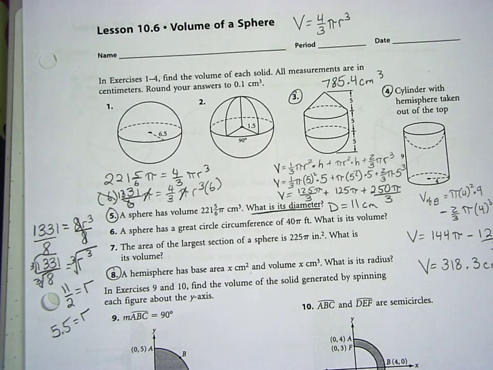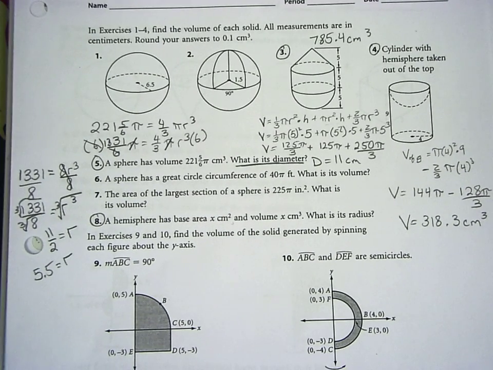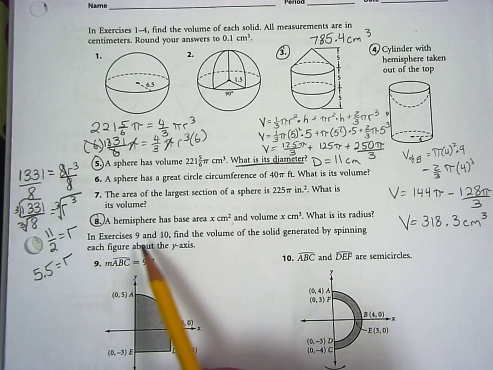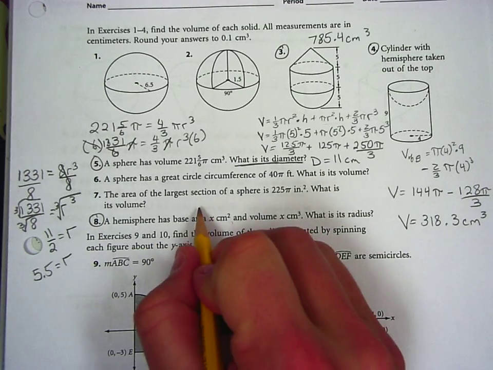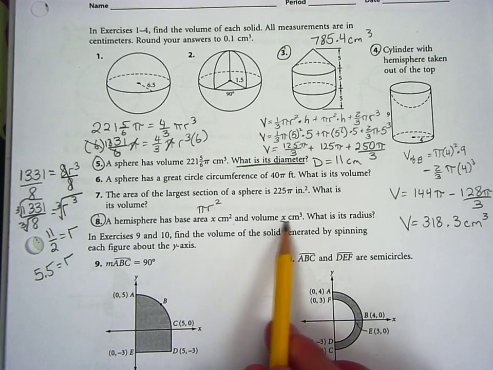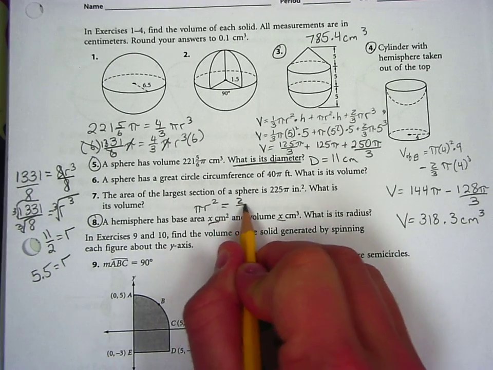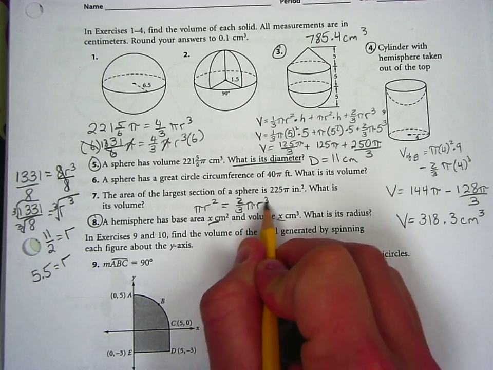And the last one we're going to look at is number 8. A hemisphere has a base area x centimeters squared and a volume of x centimeters cubed. So the x is the same. What is the radius? The base area of a hemisphere is just a circle, so this is pi r squared. And we know they're equal. They're both x. So it's equal to the volume of the hemisphere, which is 2/3 pi r cubed.